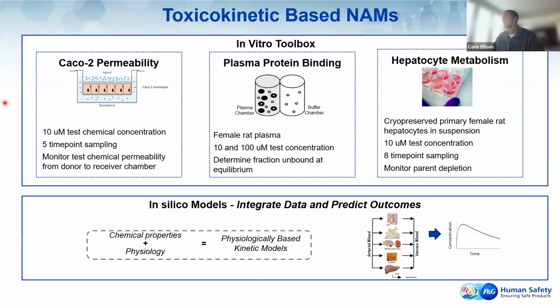The toxicokinetic-based NAMs that we use are shown on this slide. We use in vitro and in silico approaches to help answer these questions. The in vitro assays that we use were CaCO2 permeability to understand the potential for oral absorption. We used in vitro equilibrium dialysis assays to measure the amount of plasma protein binding for a chemical, and we used in vitro hepatocytes to measure the rate of metabolism. Once we have the different pieces of in vitro data, we use physiologically based pharmacokinetic modeling as a way to integrate the data and get estimates of internal exposure.